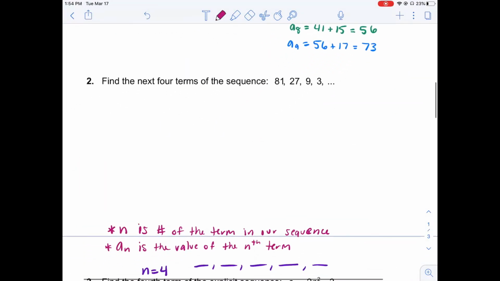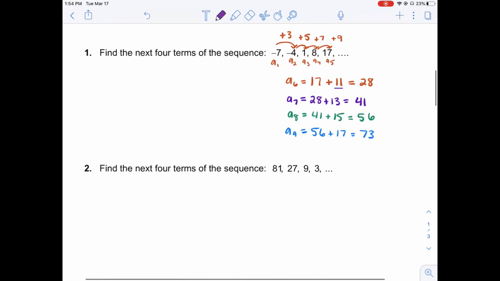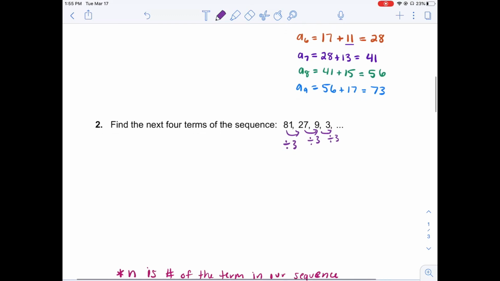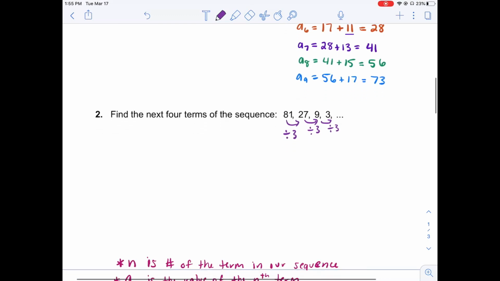So for those who are interested, here's number 2. We're going to find the next 4 terms in this sequence. Again, we need to figure out, if I remind you from the beginning, we are adding these odd numbers that were going up. If I look to go from 81 to 27, what I noticed is that I divided by 3. I divided by 3 to get from 27 to 9, and I divide by 3 to get from 9 to 3. So it looks like to keep going, I'm going to divide by 3. So for my next terms, 3 divided by 3, well, the term following would be 1.